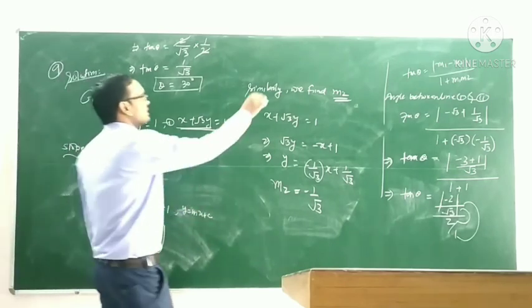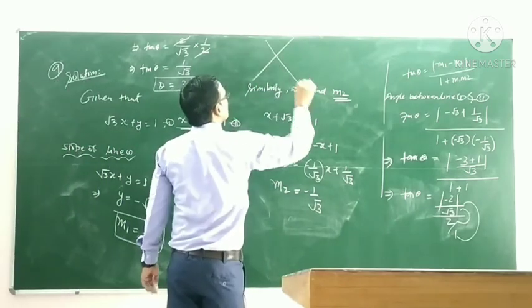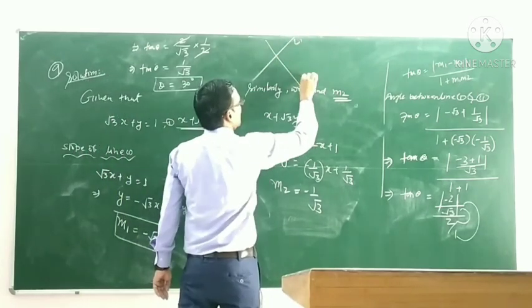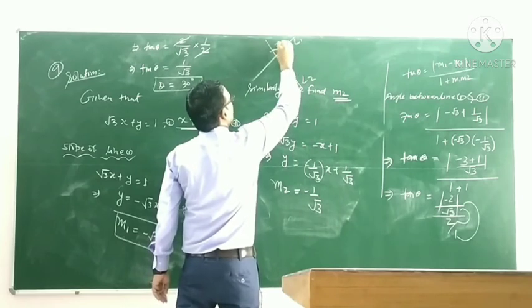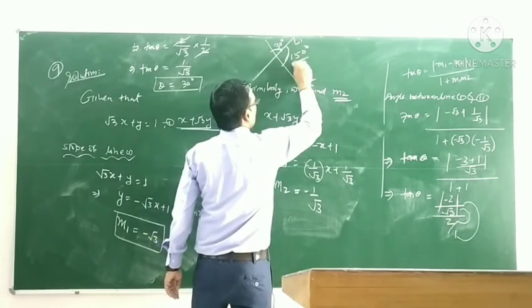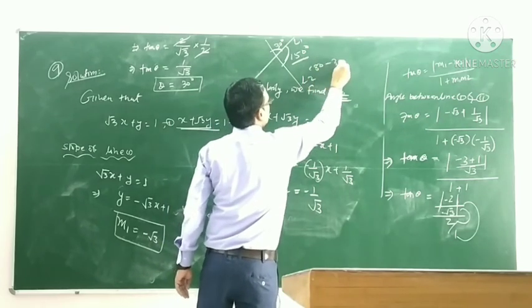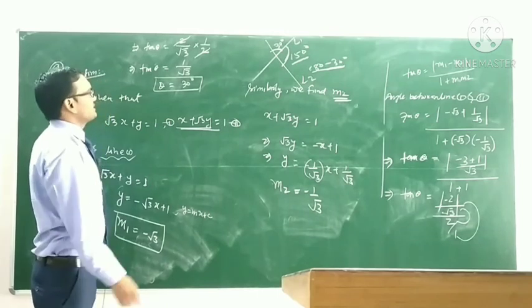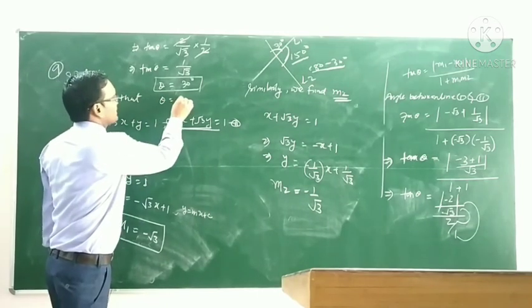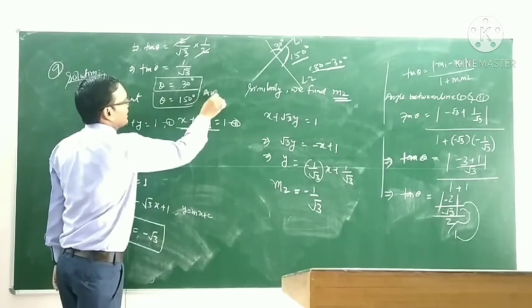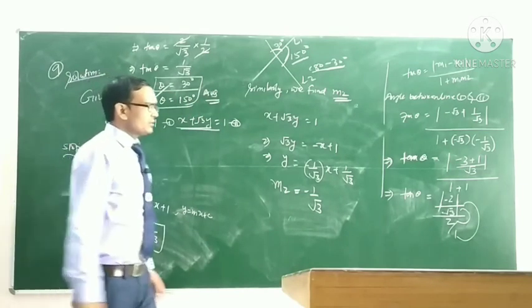Okay students, here are two lines. This is line L1 and this is line L2. The angle is 30 degrees. Then this angle is 150 degrees. Why? 180 minus 30. Okay students, the angle between the two lines is 30 degrees or 150 degrees. This is your answer. Okay, did you understand this question?